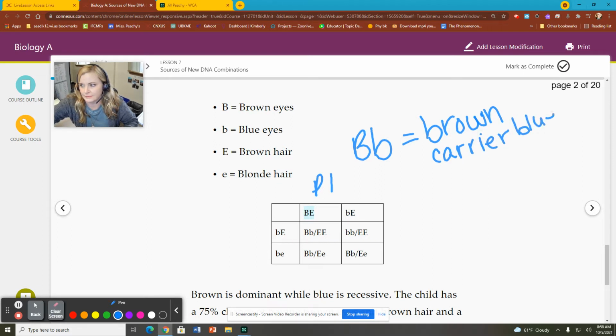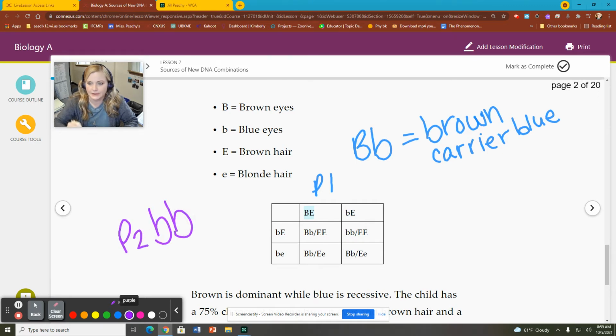Because you have 2 alleles, the dominant one is the one that's expressed, unless you have 2 recessives, in which case the recessive would be expressed. This parent over here, parent number 2, has little b and little b. So this parent has blue eyes, which the only way you can have blue eyes is if you carry both recessive alleles. So that parent will be a blue-eyed parent.